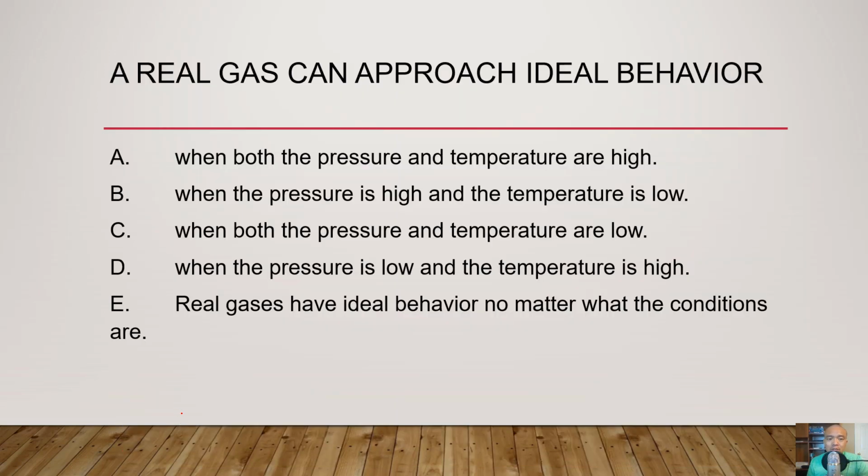Let's look at this question. A real gas can approach ideal behavior under what condition? We have discussed this very thoroughly. It's under low pressure and high temperature when the real gas will behave more ideally. So D is the correct answer. Low pressure and high temperature, a real gas will behave more ideally.